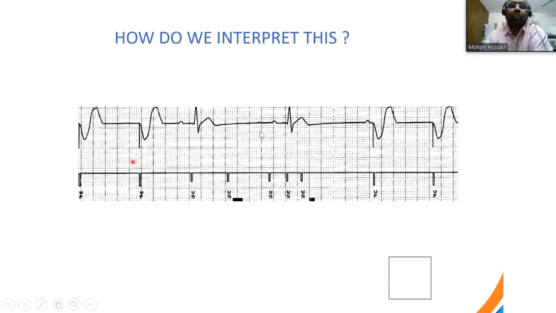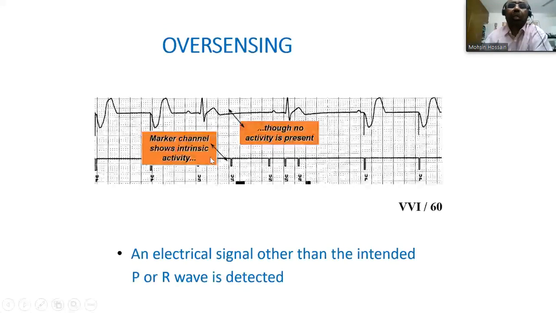So there is nothing there. The pacemaker is inhibited by the external signal. With the marker channel, you can see the intrinsic activity, but on the surface there is no activity. So the pacemaker is inhibited by the external signal. It could be P wave or R wave, an external electrical signal other than the intended P wave or R wave is detected.